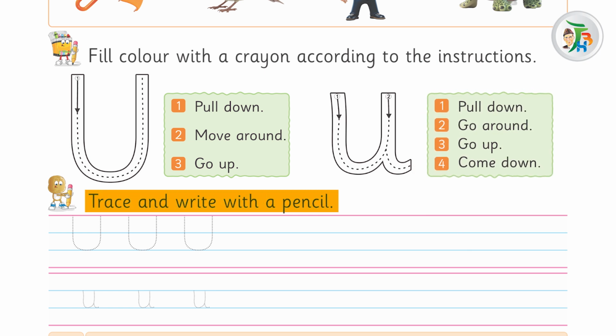Trace and write with the pencil. अब आपने letter U को trace करना है with the pencil. उसके बाद आपने उसे खुद से लिखने की ट्राई करनी है.